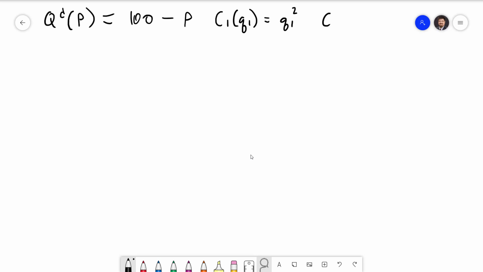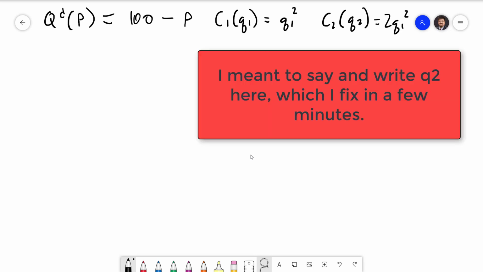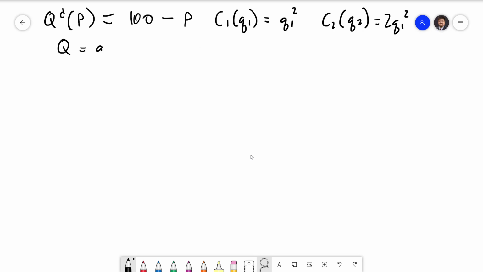In our second plant, we have a cost function of C2 of Q2 equals 2Q1 squared. Our firm's total output is going to be Q equals Q1 plus Q2. As with any kind of monopoly problem, the first step is to solve for the inverse demand function. So we're going to take our demand function and solve it for P.